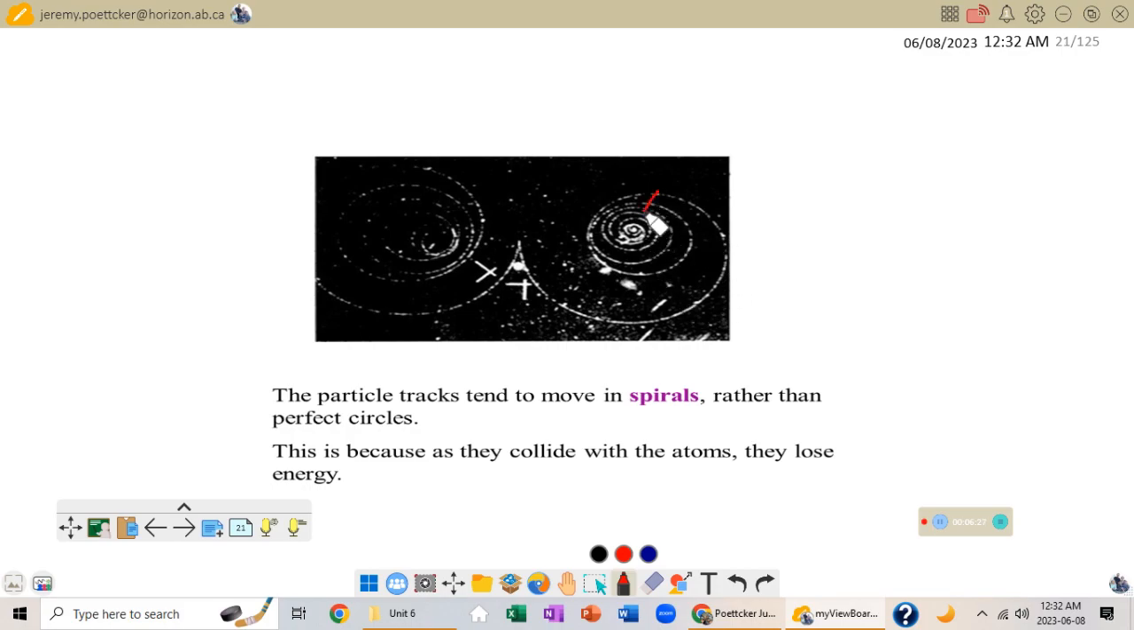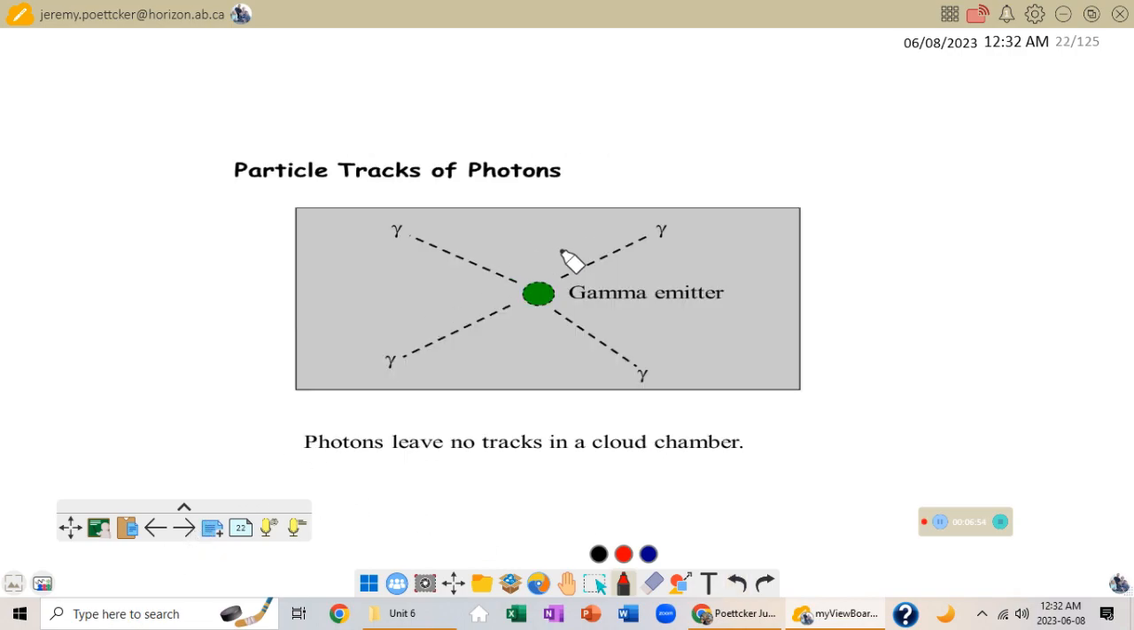As it spirals into the center, you get slightly different paths, and that's because as they collide with atoms, that's a little bit of a random process. But initially, anyways, the radius of curvature is exactly the same. The spiral pattern is dependent on exactly when and where it hits atoms and slows down. So we don't get identical spirals because, of course, the distribution of atoms is a little bit random. Photons. They leave no tracks in a cloud chamber because if we have a gamma emitter, those gamma rays don't interact.